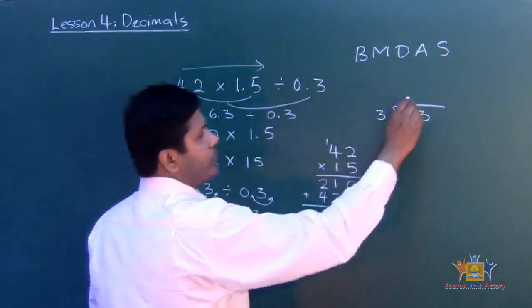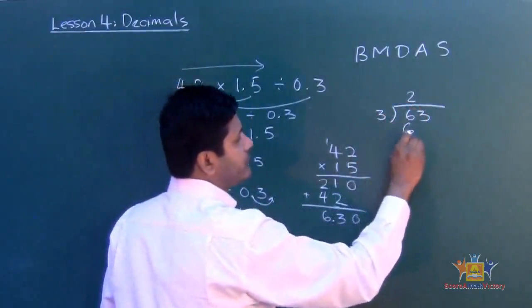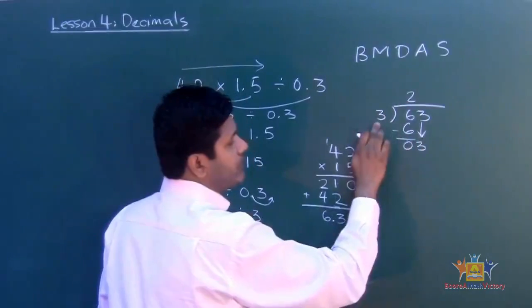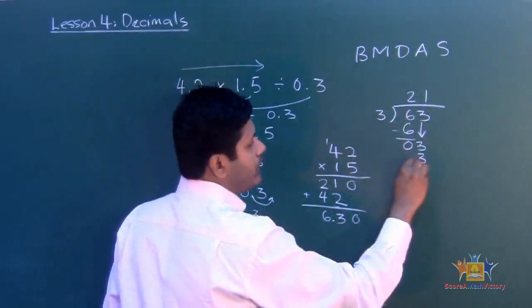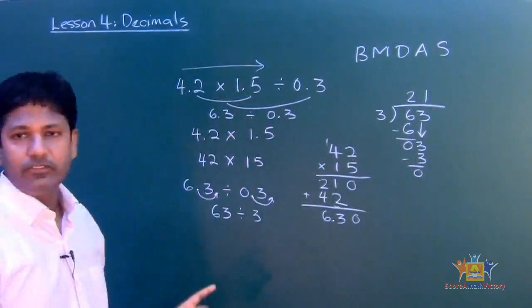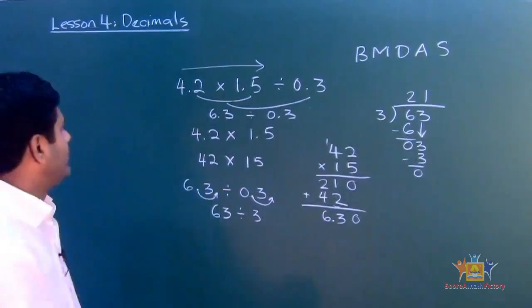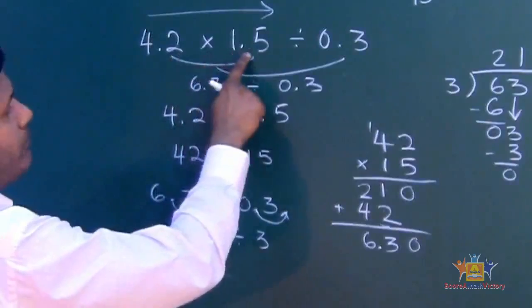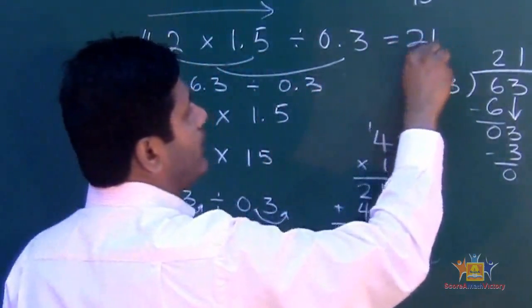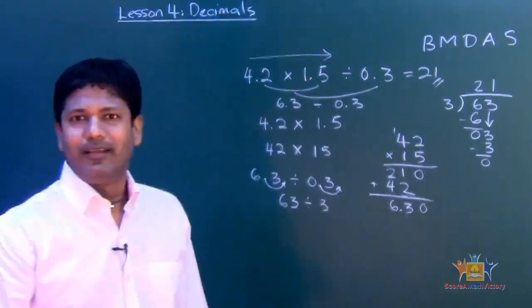In 6, there's how many 3s? 2. 2 times 3 is 6. Minus, gives me 0, and then bring the 3 down. In 3, there's how many 3s? 1. 1 times 3 is 3. Minus gives me 0. That means I'm done. So my final answer is what? 21. So 4.2 times 1.5 divided by 0.3 equals 21. That's my answer. That's it.